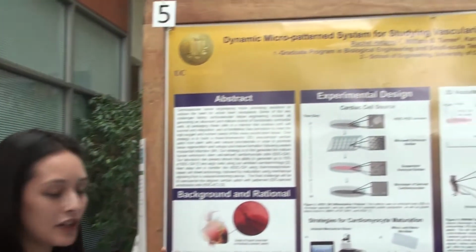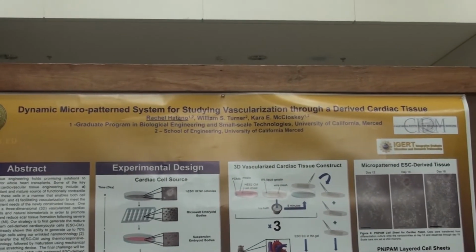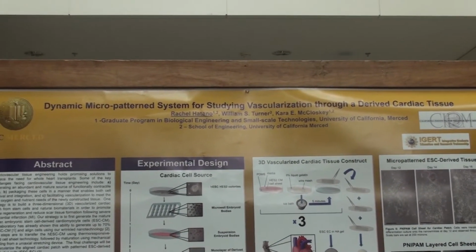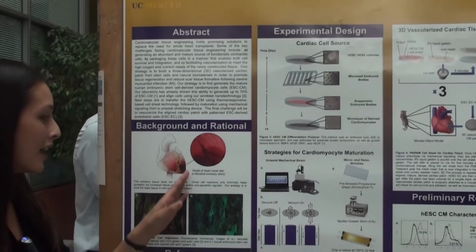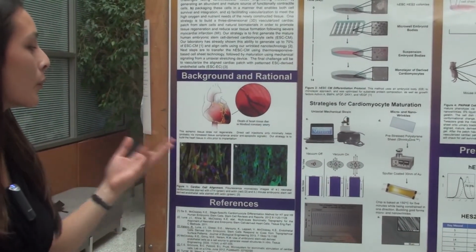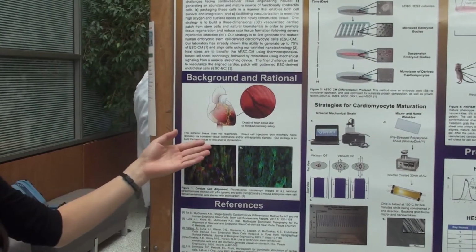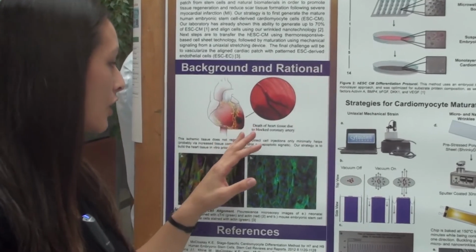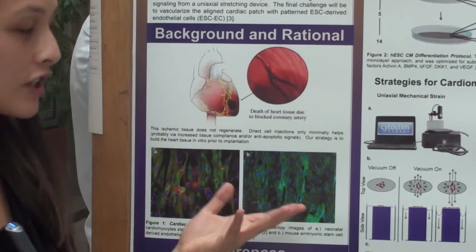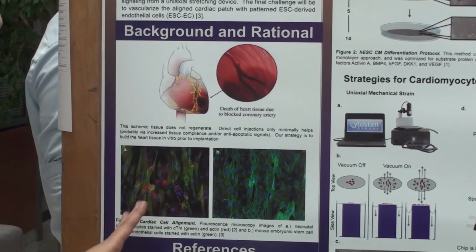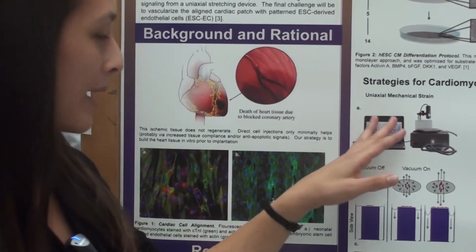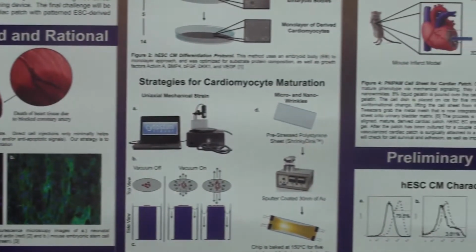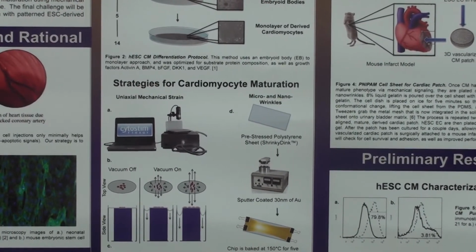Hi, I'm Rachel Hitano, and I just finished my first year in a PhD program at UC Merced in Dr. McCloskey's lab. And my project is on generating a human embryonic stem cell derived cardiomyocyte patch in order to help repair a cardiac infarct. So your heart, when an infarct occurs, the cardiomyocytes don't regenerate. So a problem is that you now have scar tissue, which impairs the contractility functions of the heart. So what we want to do is derive cardiomyocytes, and pattern them before we put this patch into the heart.